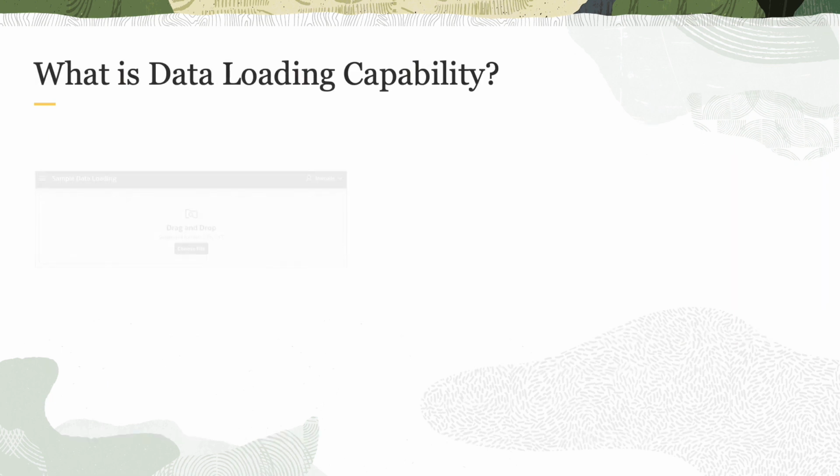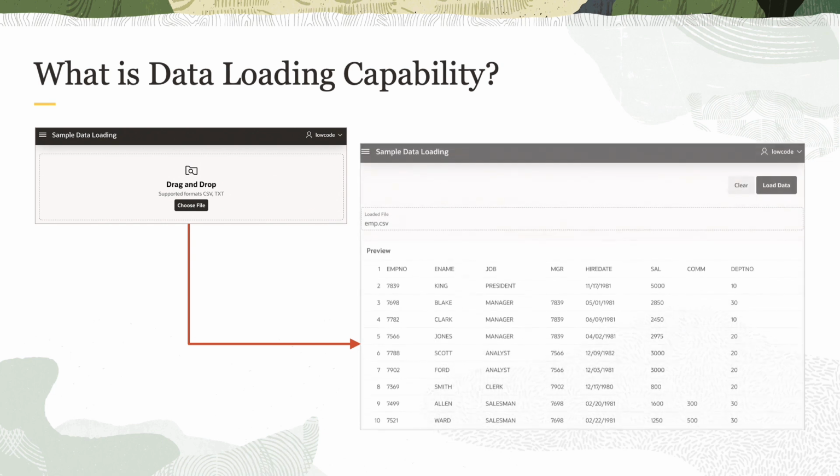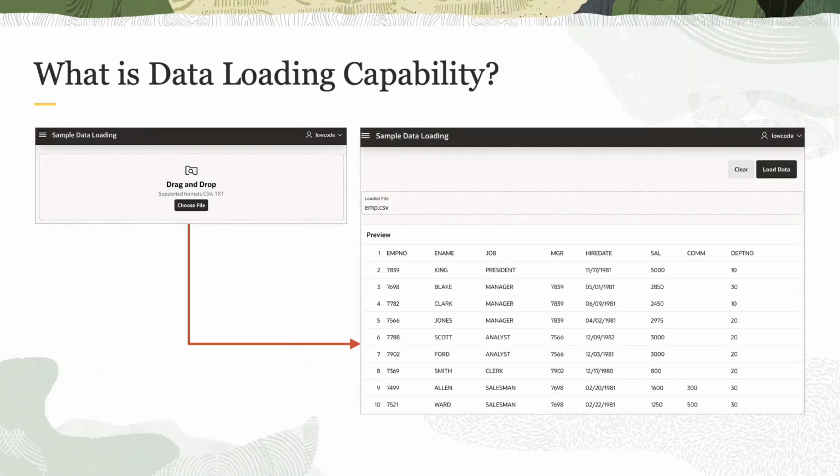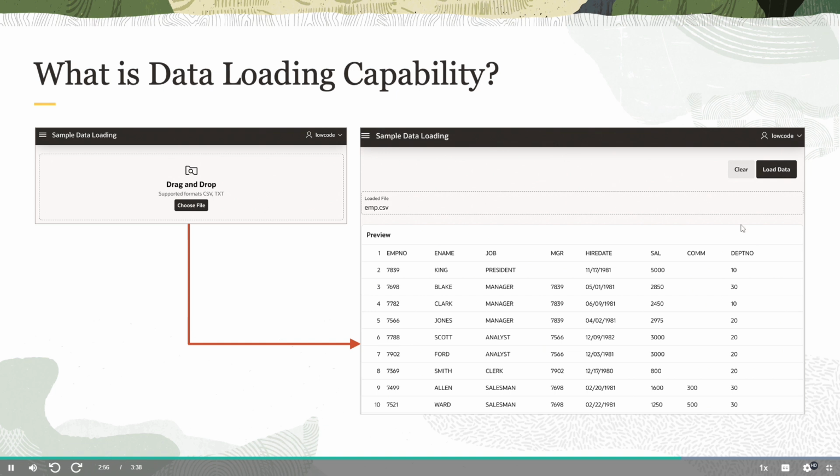What is data loading capability? You can add the data loading capability to an application by creating a data load definition and then a data load page. The Create Data Load Definition wizard supports uploading of the following sample file formats: CSV, XLSX, XML, or JSON. The uploaded file format is saved as data profile format. This format dictates the type of file end users can upload.